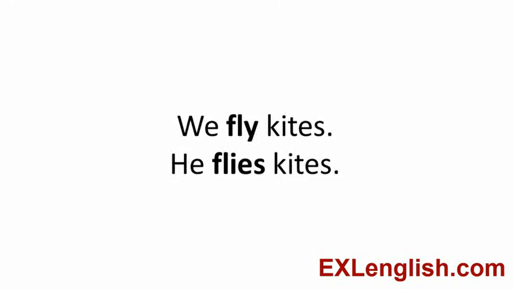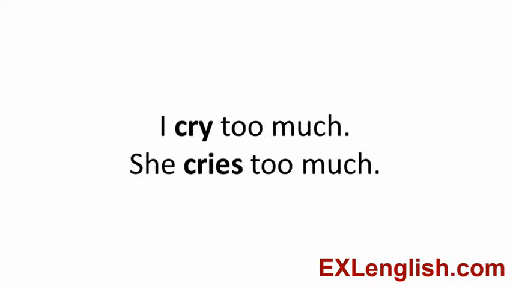Exception number 2. If the verb ends with the letter Y, when preceded by a consonant, you remove the Y and add IES to the verb in the third person singular. Some examples for you. We fly kites. He flies kites. I cry too much. She cries too much. Well, that is pretty much all there is to it, boys and girls.